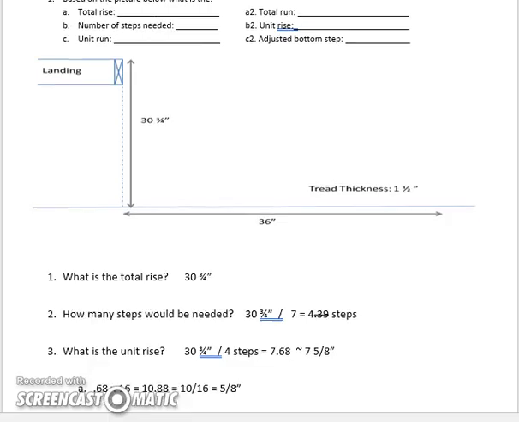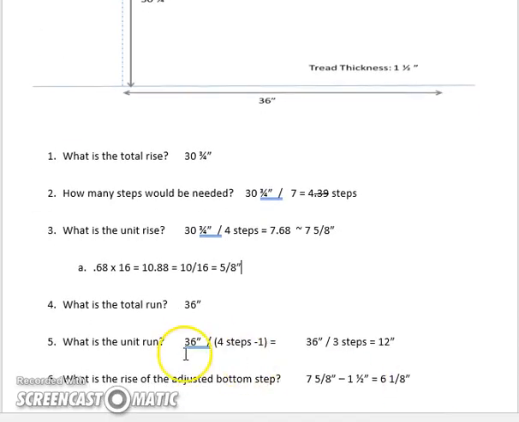So to get that, we're going to scroll back down. 36 inches, which is our total run, right here. We had that in question number 4, divided by, and here's where we have to go back to, there's a reason I tell you to write this down, the number of steps minus 1. Well, we figured out how many steps we needed back up here in number 2. So we're going to bring that down, 4 steps minus 1 because we're using the last step as our landing. So that's really 4 minus 1 is 3. So we're going to go over here, 36 divided by 3 steps. That gives us a unit run of 12 inches.